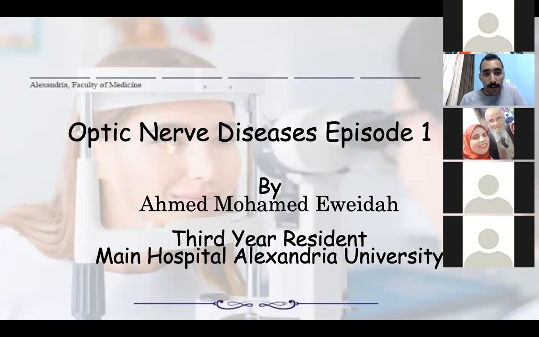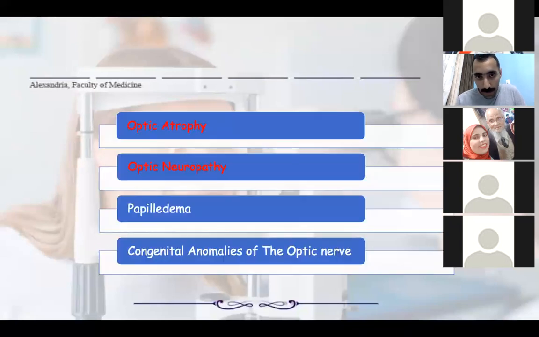I am today going to talk about optic nerve diseases, episode 1. So we have a lot of optic nerve diseases. We have the optic atrophy, optic neuropathy, papilledema, and congenital anomalies of the optic nerve. Today we are going to talk about the first two topics in red, optic atrophy and the optic neuropathy. So let's start.